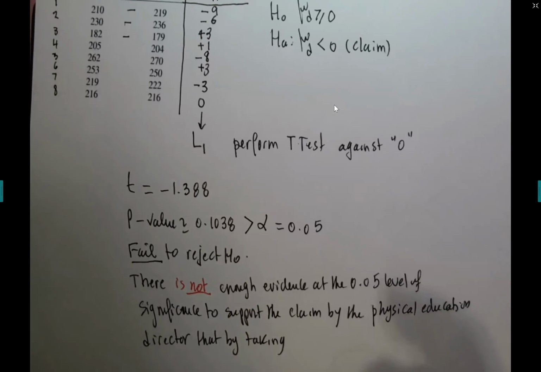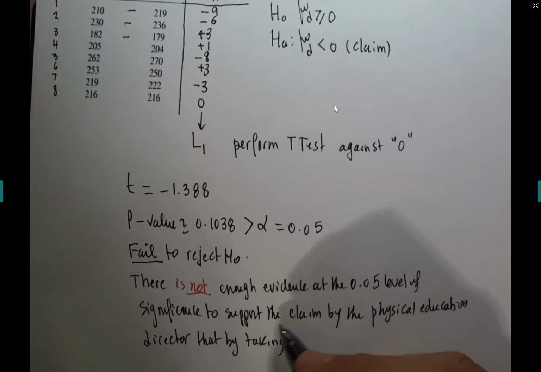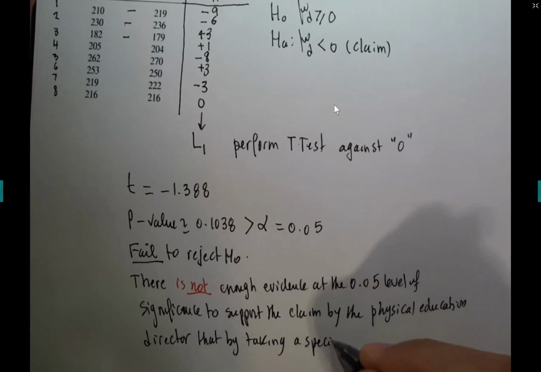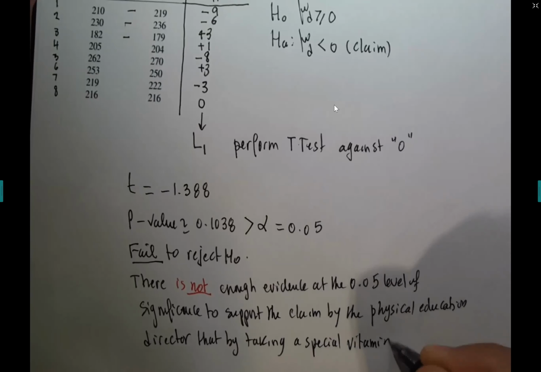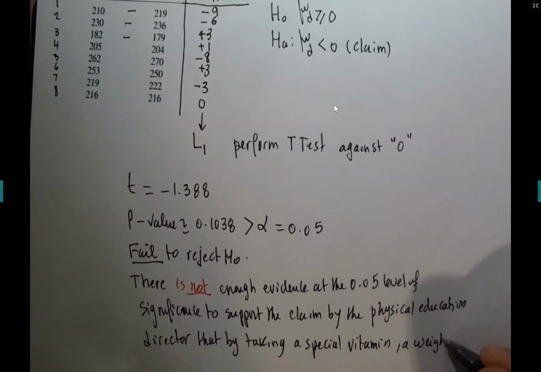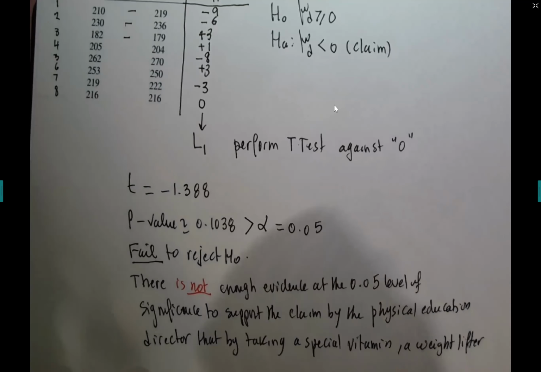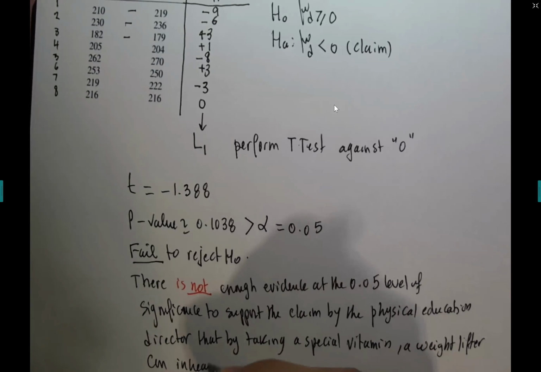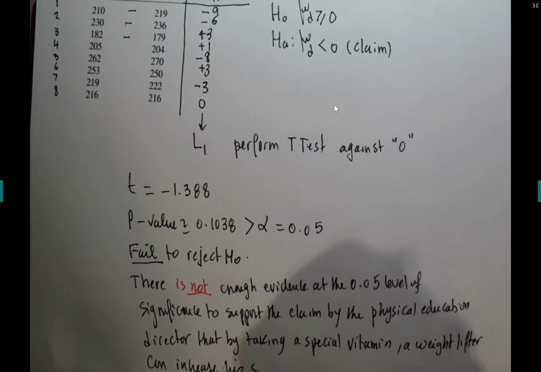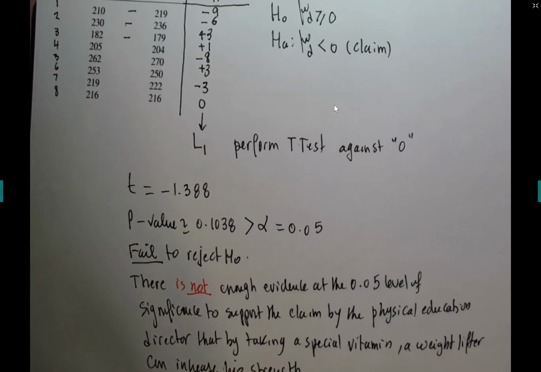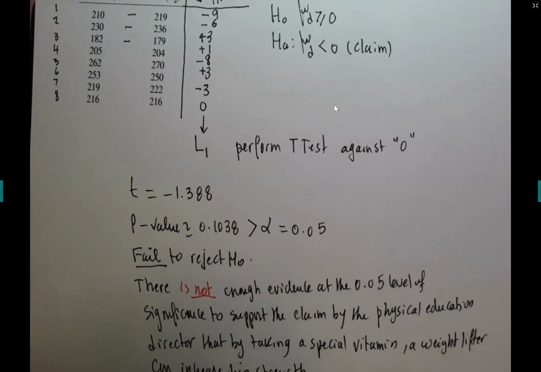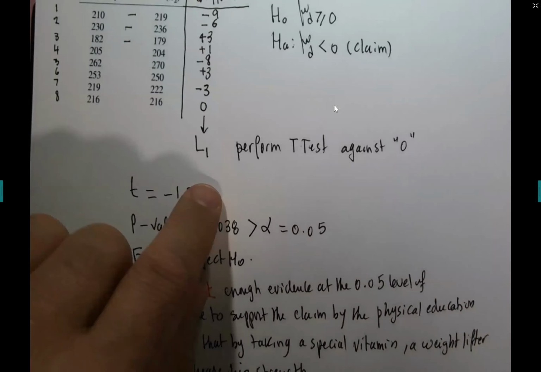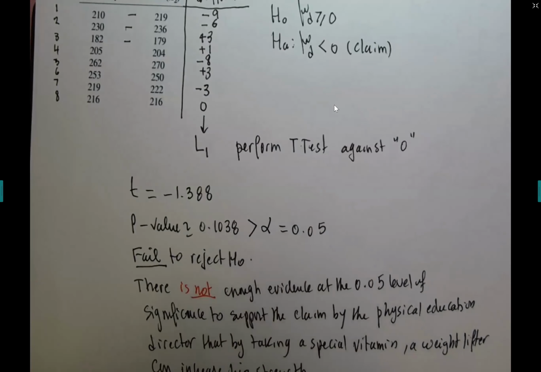You see, we did a hypothesis test here and we turned one of them down. It says that by taking a special vitamin, a weightlifter can increase his strength. We're not supporting this claim. We're saying we cannot support this claim. And that's another example, guys, of section 8.3. You do the difference, you pick the appropriate alternative and null hypothesis, and just perform a t-test against 0 and do the results. One more thing, guys, before we take a break.